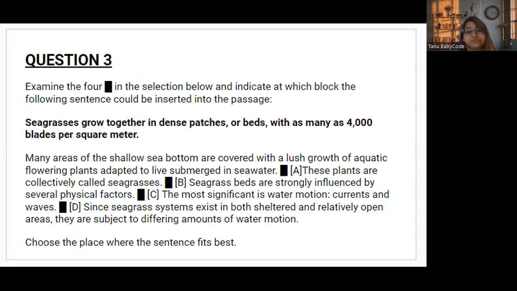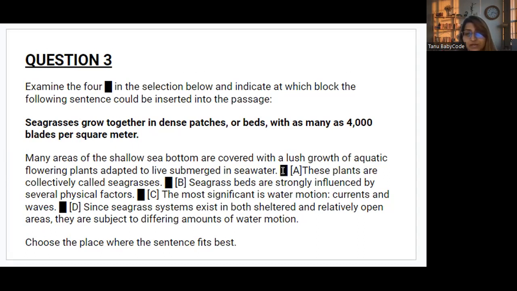Next question. Again, you have four boxes. You will examine these four boxes and you have to add this prompt sentence: Seagrasses grow together in dense patches or beds with as many as 4,000 blades per square meter. So you can see here four square boxes. You have to put it here. They're talking about seagrasses, which grow in dense patches, beds.